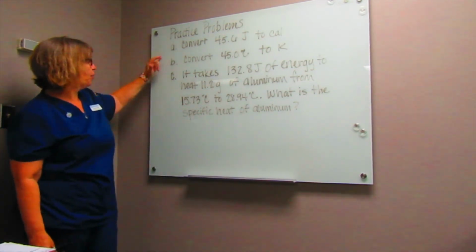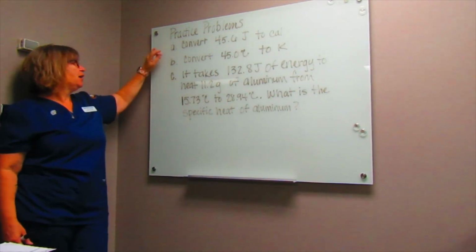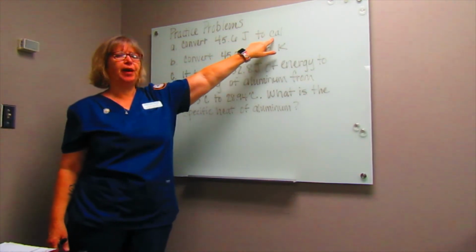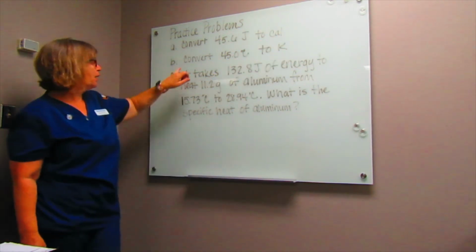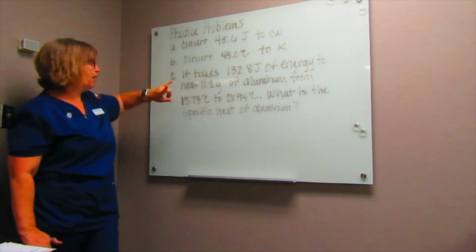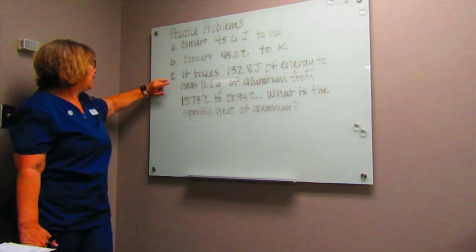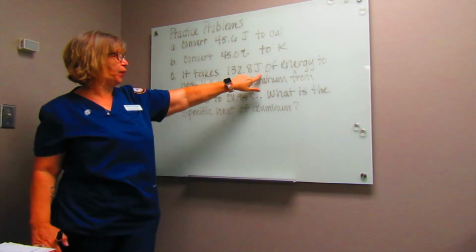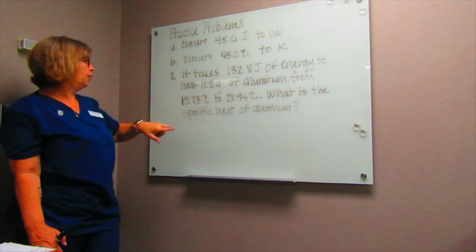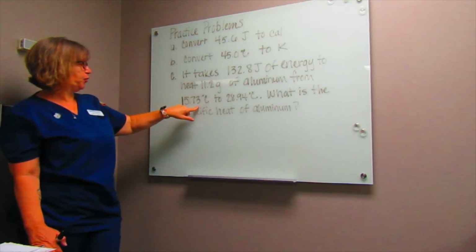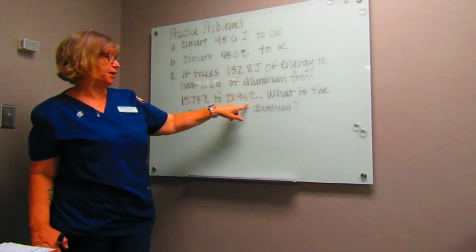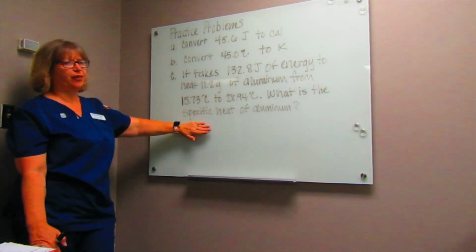Guys, based on all of the concepts that I have presented to you in this video, I've put 3 problems on the board, practice problems. The first one is convert 45.6 joules to calories, and these are the small calories. Convert 45 degrees Celsius to kelvins, and then our specific heat question: it takes 132.8 joules of energy to heat 11.2 grams of aluminum from 15.73 degrees Celsius to 28.94 degrees Celsius. What is the specific heat of aluminum?